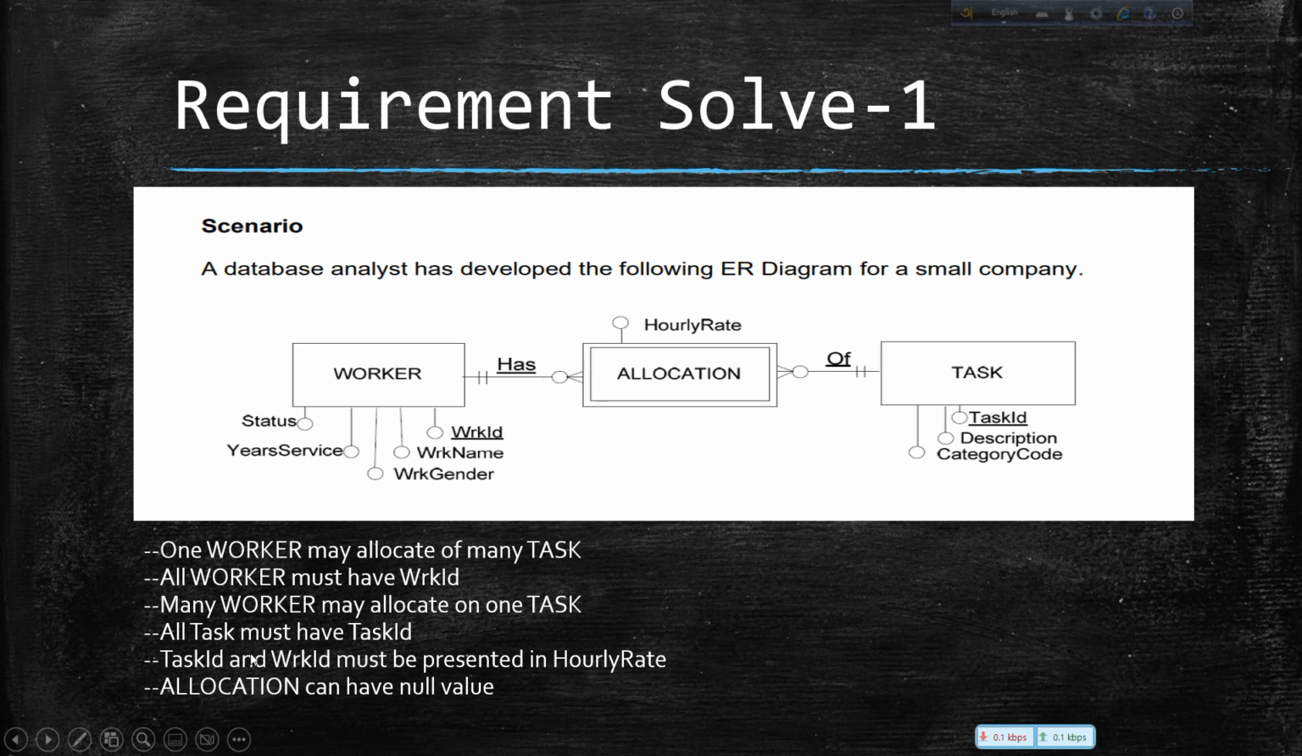So in the English statement of the fifth, you can say allocation can have null values. As the allocation table is a weak entity, it only has one attribute, hourly rate. The worker table's primary key, worker id, and the task table's primary key, task id, are allocated here as foreign keys, and it can have null values because it's a weak entity. Null value means an unknown value. That's not zero.